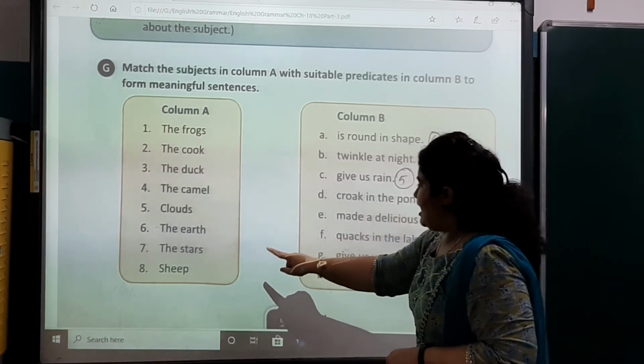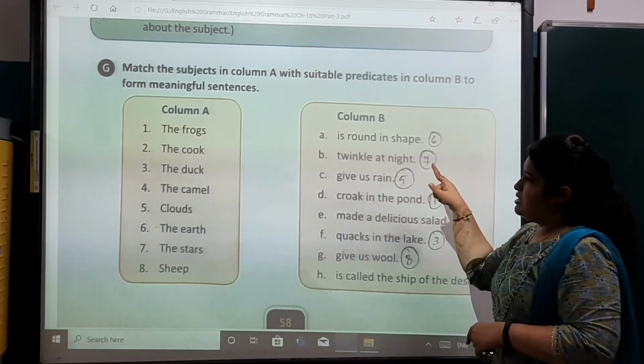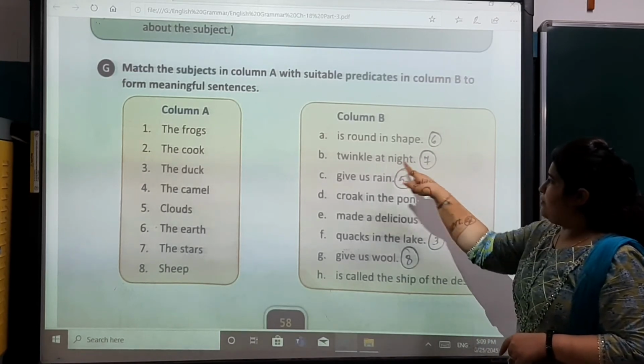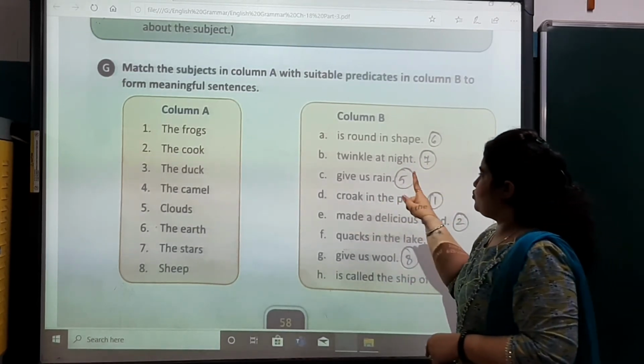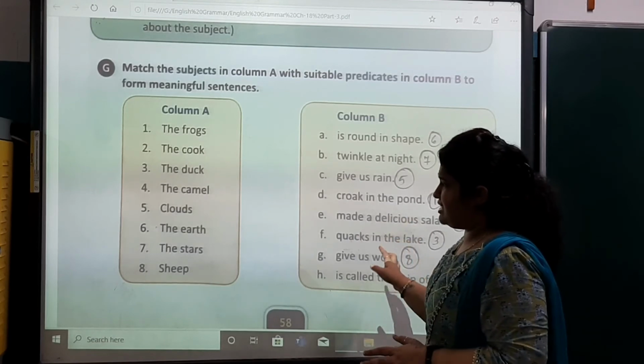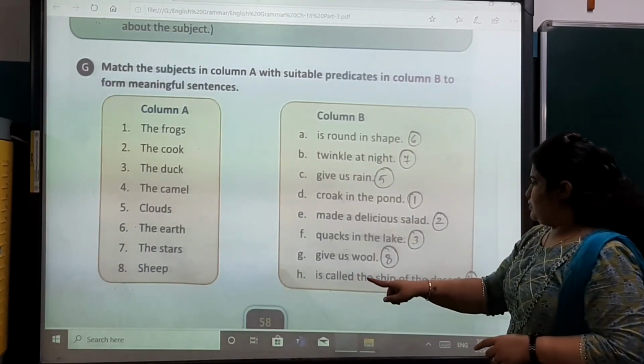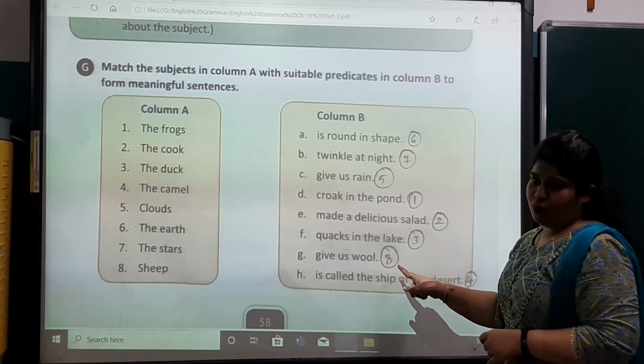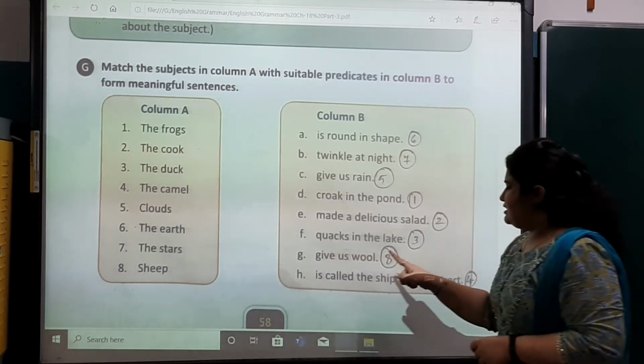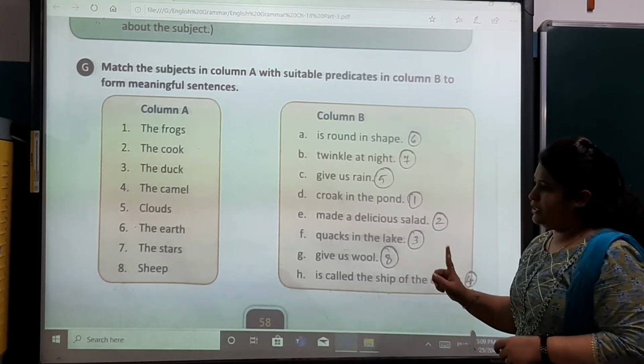Number 7, the stars twinkle at night. That is, number 7 we'll write here after the word night. The stars twinkle at night. These are very easy sentences, children. Last one, sheep. Sheep gave us wool. Okay. Sheep gave us wool. So we'll write number 8 over here.